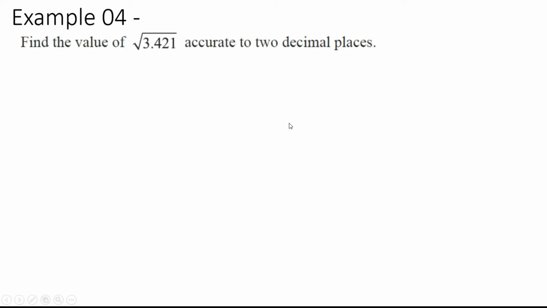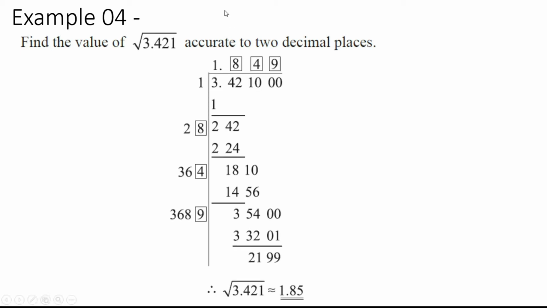Example 4. Find the value of square root 3.421 accurate to 2 decimal places. Again here also we have to find up to 3 decimal places and then round it off to 2 decimal places. So here, in order to get up to 3 decimal places, we need 3 pairs of digits after the decimal place. So we add zeros to the rest.